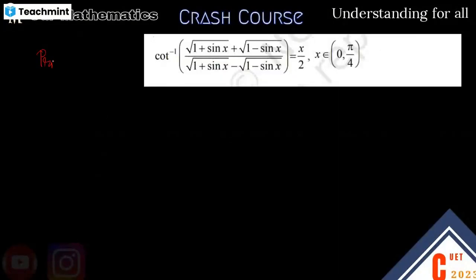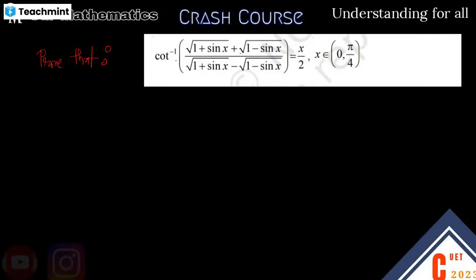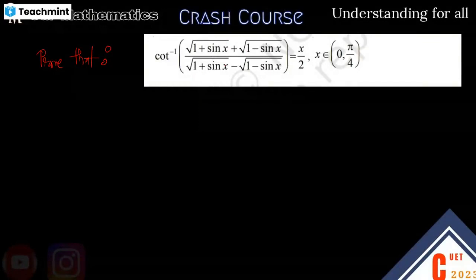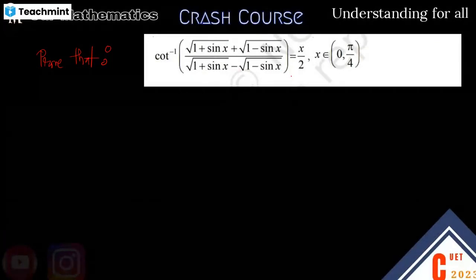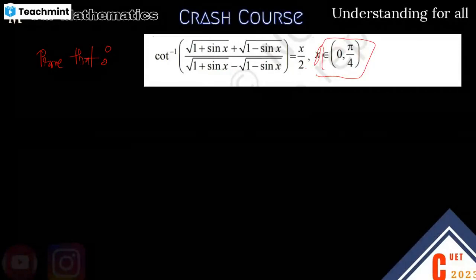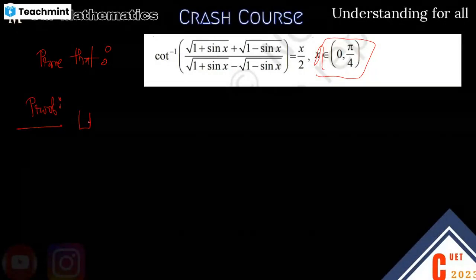Prove that cot inverse of (root over 1 plus sin x plus root over 1 minus sin x) divided by (root over 1 plus sin x minus root over 1 minus sin x) is equal to x by 2, where x belongs to 0 to pi by 4. Okay, let's prove. Consider left hand side.